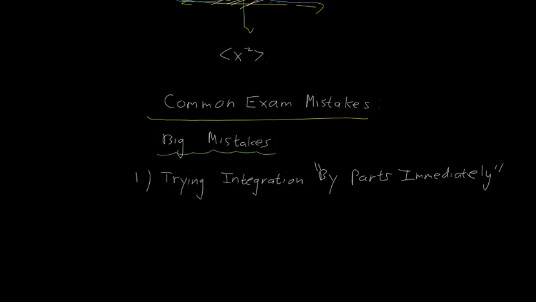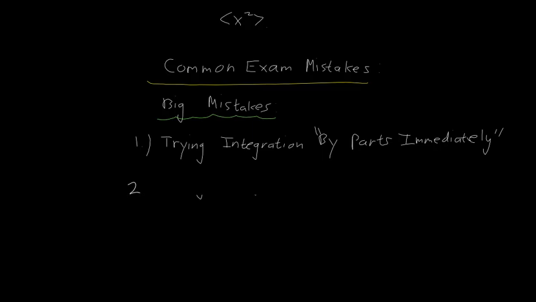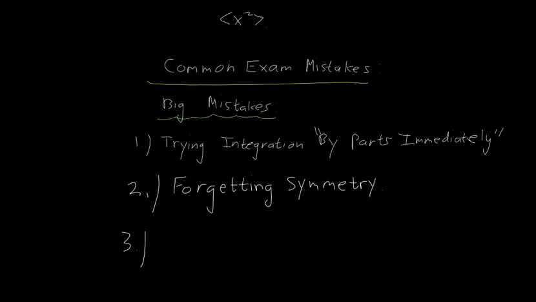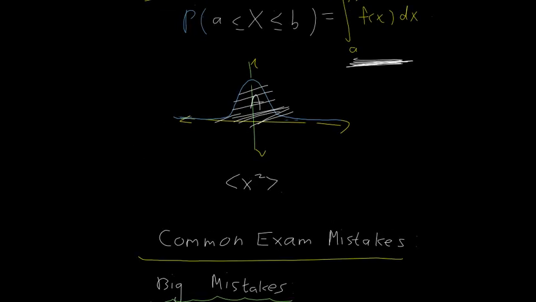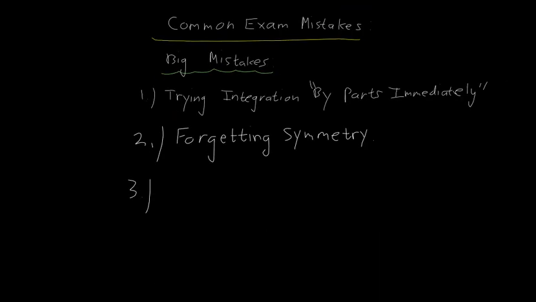Number two is forgetting the symmetry. That's why I brought up that model earlier, and I also showed you the graph of the bell curve showing the symmetry at 0, 0. That's a symmetric function, and the symmetry properties that it has are very important.